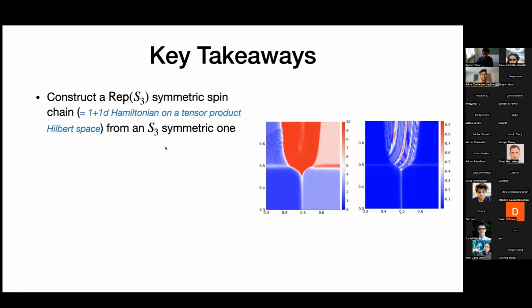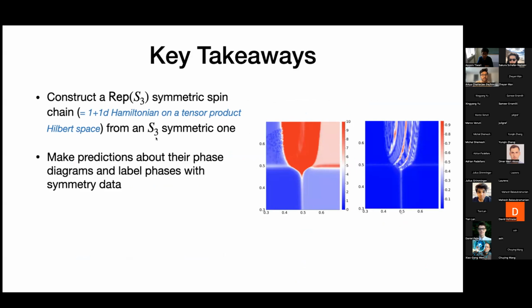Good. So the key takeaways of this talk, if you're going to fall asleep for the rest of the talk, are that we construct a Rep S3 symmetric spin chain, starting from an S3 symmetric one, which is more ordinary. I'll explain how exactly. Just to note that Rep S3 is the smallest non-anomalous finite fusion category symmetry. So it's a good example to start with. Okay, and we make predictions about their phase diagrams. I'm showing these cryptic pictures here. I'll explain what they mean as we go along.